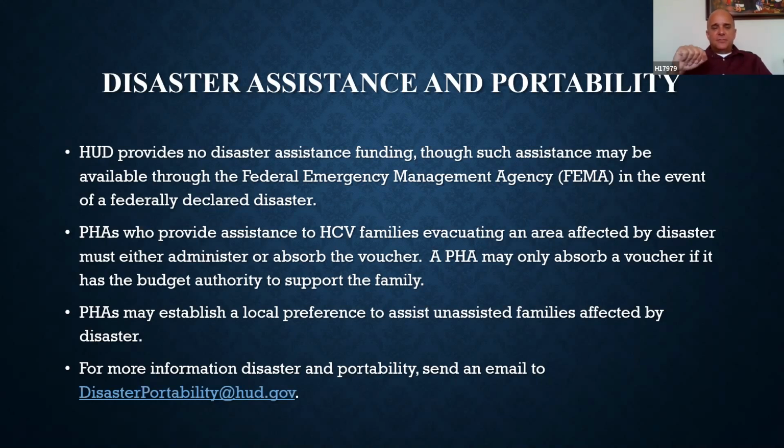PHAs may establish local preference to assist unassisted families affected by disaster. Now, this is not really technically a portability issue. This would be a situation in which, let's say a disaster occurs in another jurisdiction. A family does not have a voucher from there, and comes to your jurisdiction. If you have a local preference to assist families that have been affected by disaster, you can house that family ahead of others on the waiting list.